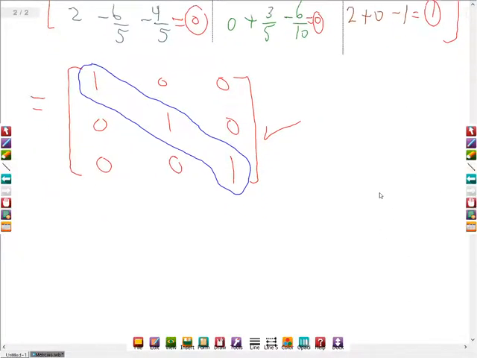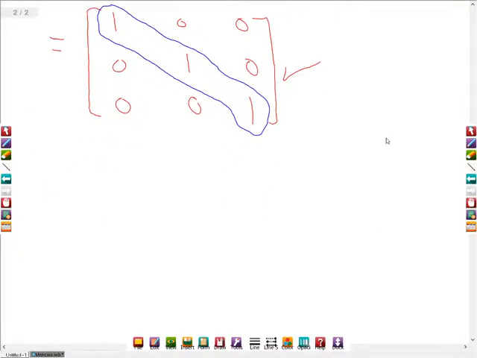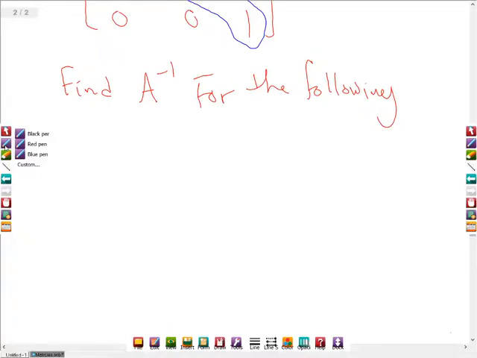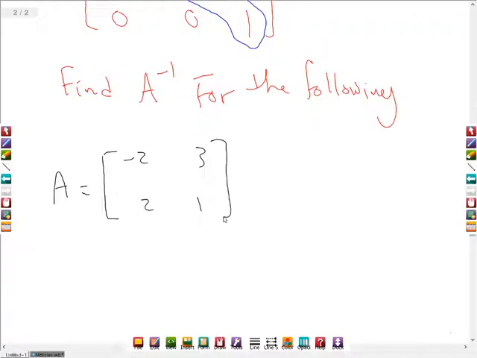Now, before I leave you, I'm going to give you your homework to do. Something to practice. You have to try to do this. Find A inverse for the following. You have to try it. A equals negative 2, 3, 2, 1. Or state it does not exist. Maybe it does not exist.